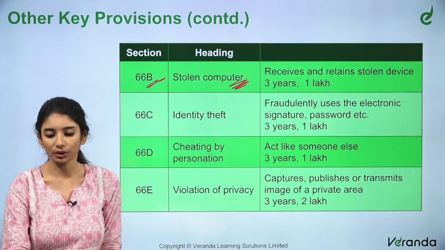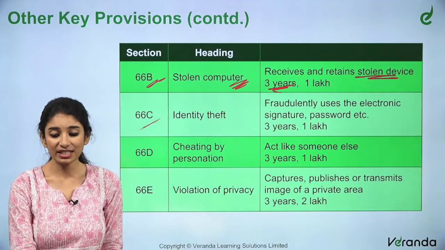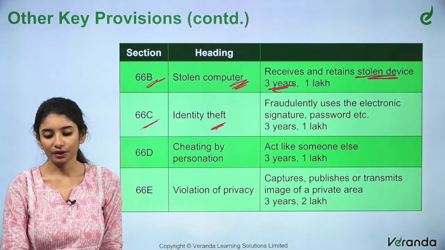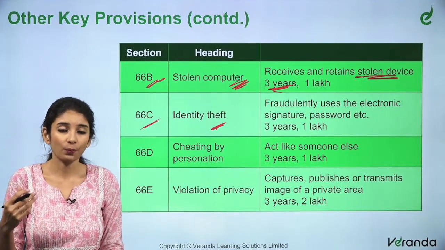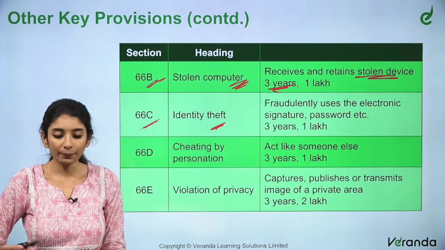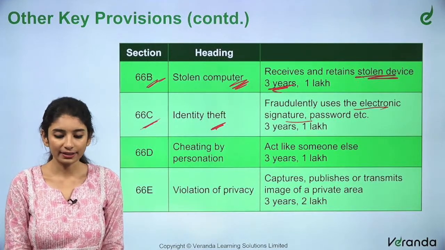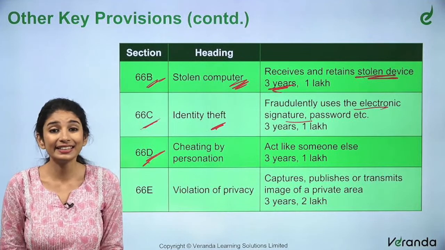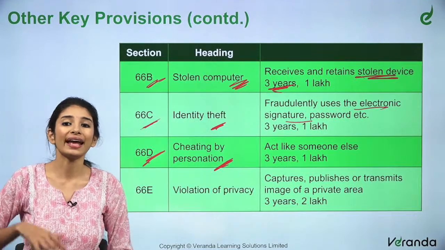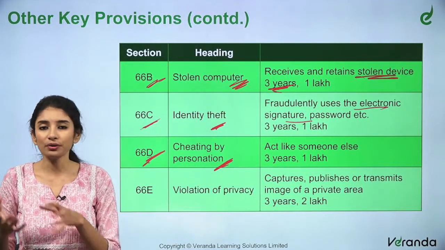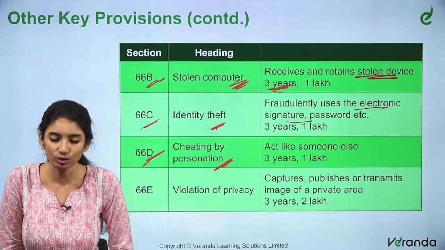66B, stolen computer. 66C, identity theft. So if I steal someone's password, if I get some PIN or biometric from someone, if I get their card details, what I'm doing is stealing their information. That is covered under section 66C. 66D, D means cheating by personation. What is the meaning of personation? I act as if I am someone else. I don't steal the password but I act as if I am someone else. That is known as cheating by personation.